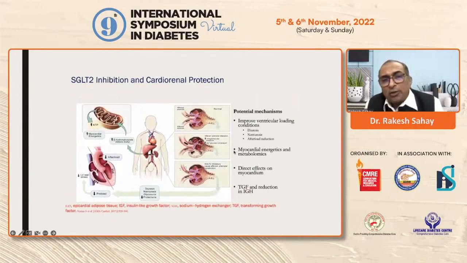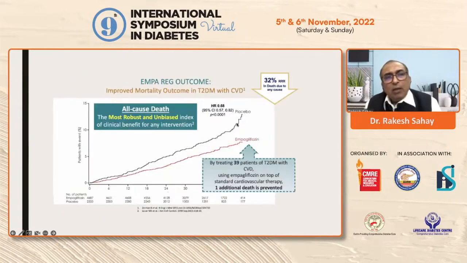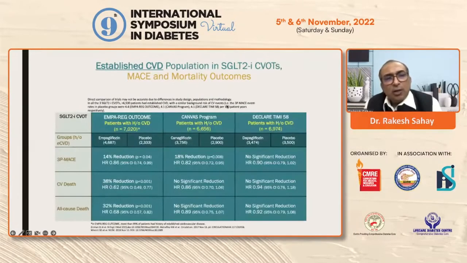And there are several mechanisms which have been proposed to explain the cardiovascular and renal benefits which have been shown in the CVOT trials and the renal outcome trials. Many mechanisms have been proposed while we are looking at understanding their role further. But clearly we have seen these benefits. If you look at just a glimpse of some of the trials, the EMPA-REG trial, apart from the reduction in 3-point MACE, which was primarily driven by the reduction in the cardiovascular mortality, the all-cause death also came down significantly by 32%, clearly showing the benefits.